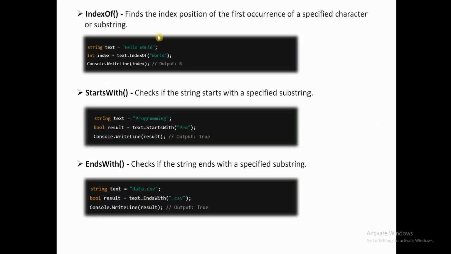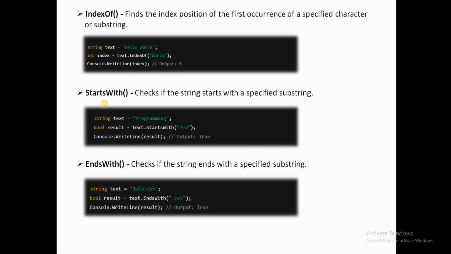Next we have some more methods of the string class. The first one is IndexOf. It finds the index position of the first occurrence of a specified character or substring. If we want to get the index value in that particular string, how can we achieve it? We have the IndexOf method. Here we want to check a word and where it starts from, and it starts from the 6th index.